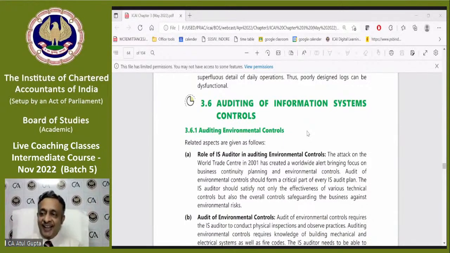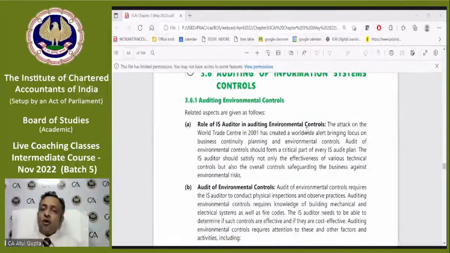Okay. Next. So auditing environmental control. So what I'll be doing is reading the headers, and then we'll read some detail for this.